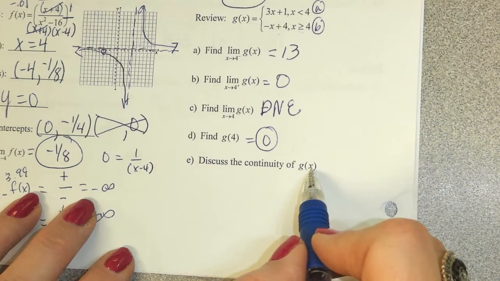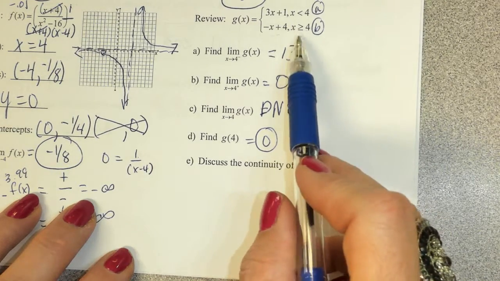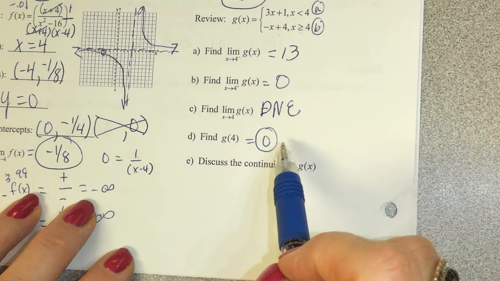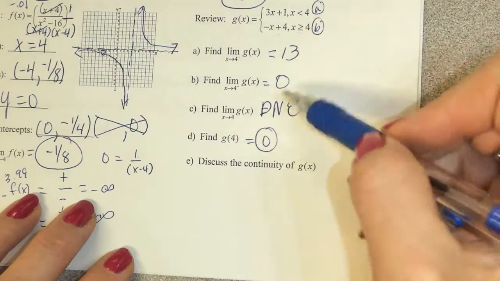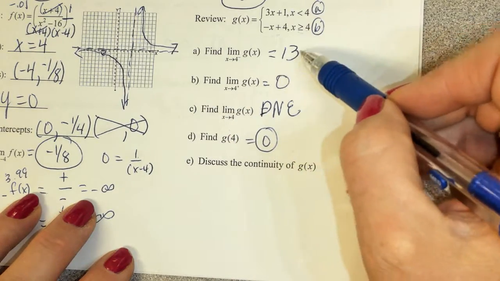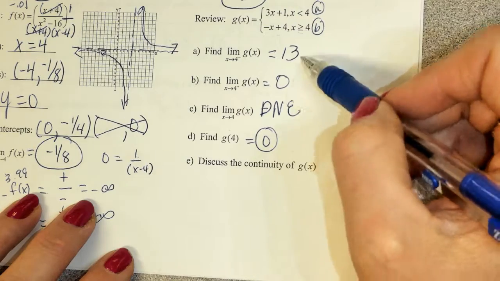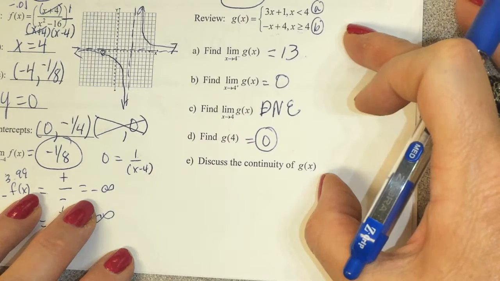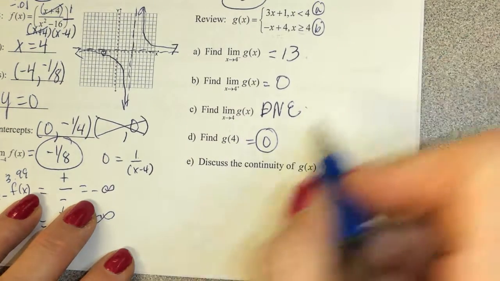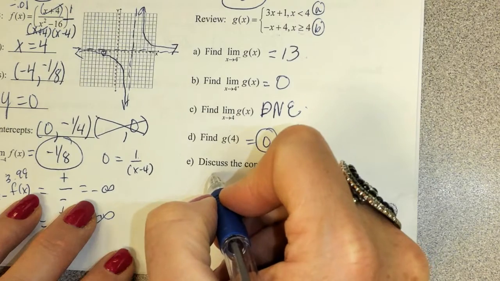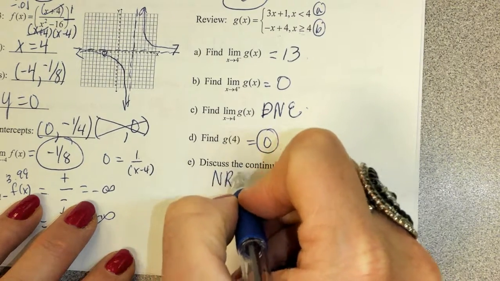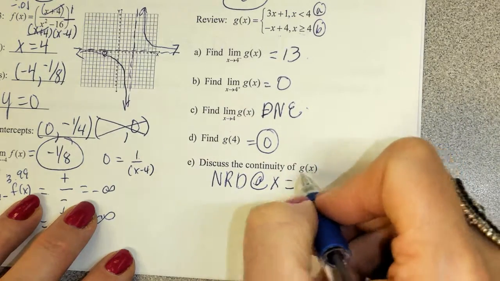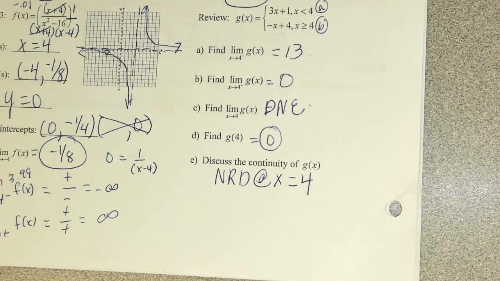And then discuss the continuity of g of x. Well, it's continuous except for where? Yeah, Raymond. To find the general limit, the limit from the right and the limit from the left must be the same. And if they're not, there's a big gap. And so therefore there's no y value that we're approaching, so the limit does not exist. The continuity, we would just say that it's continuous except we have a non-removable discontinuity at what x value? At x equals 4. Okay. Very good, guys.